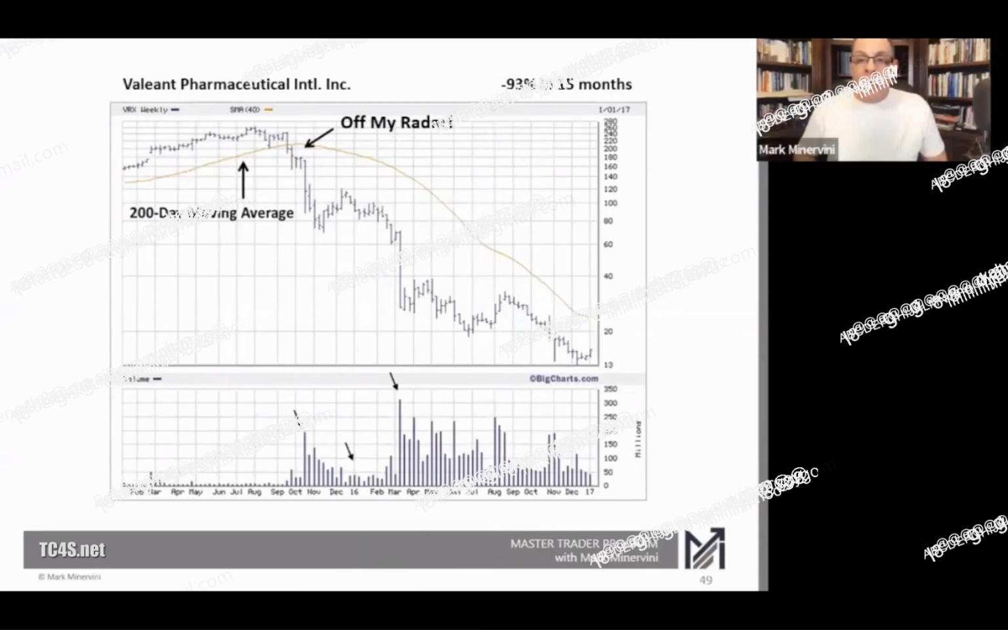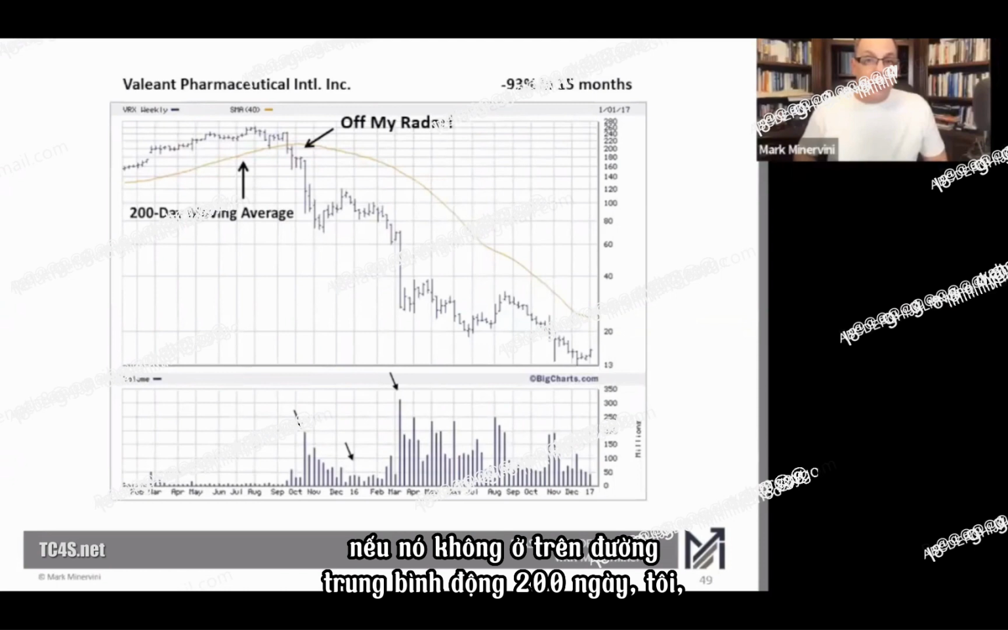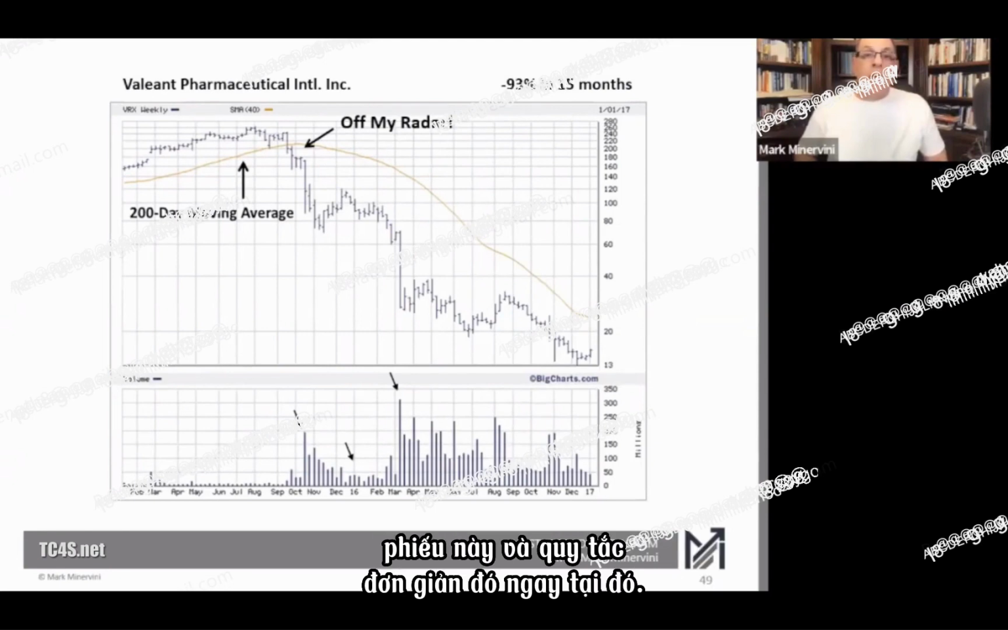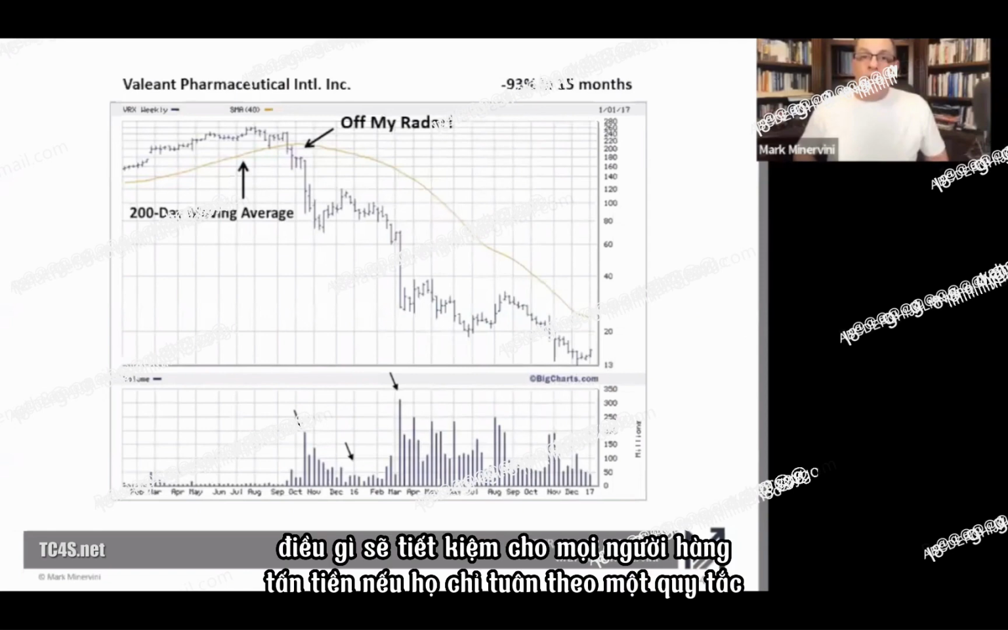Again, this would be completely off my radar. If it's not above the 200-day moving average, I'm not even going to look at it. So before it even went into that big nosedive, you shouldn't even have been considering this stock. And that simple rule, Mark, you were talking to me about it, in the recent market, would have saved people tons of money if they had just followed that one rule.